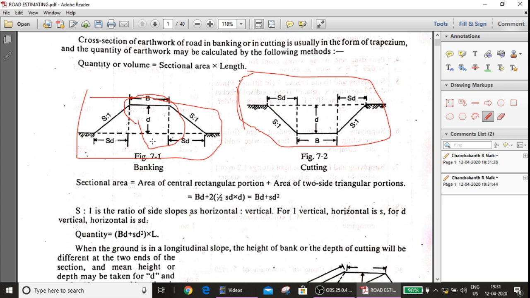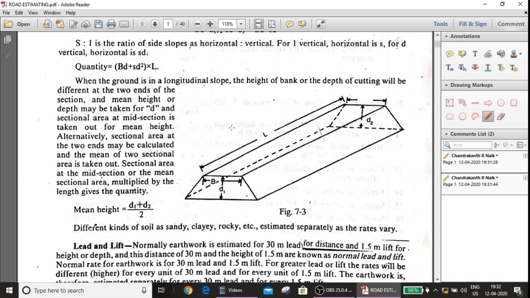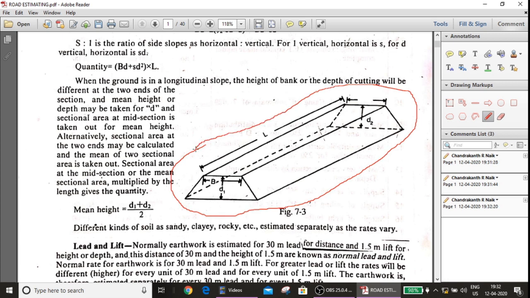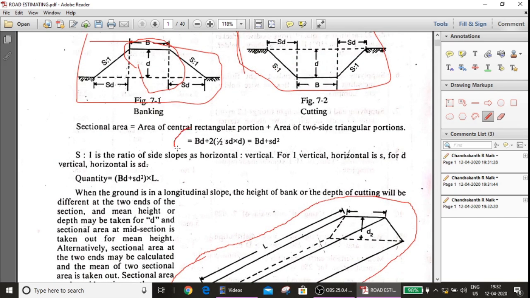When we substitute the area of the rectangular portion plus the area of the triangular portions, we get BD plus SD square. The slope S to 1 is the ratio of the side slopes, horizontal to vertical. So for one vertical, the horizontal is S; for D vertical, the horizontal is SD. Here you see the figure. Remember this figure. If the depth or height D is equal, then we can directly take this formula.